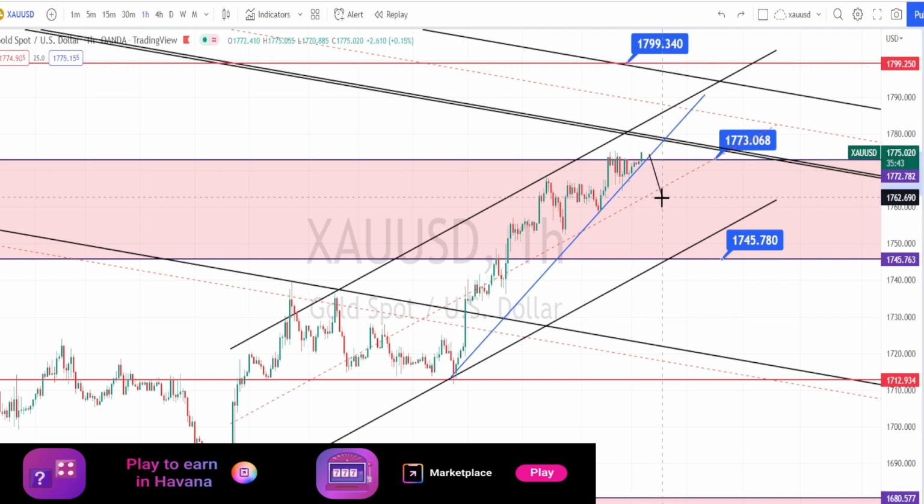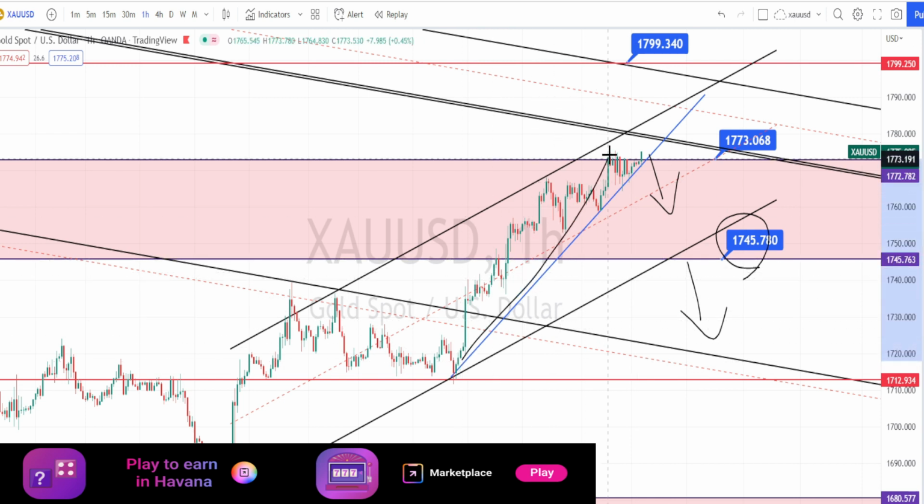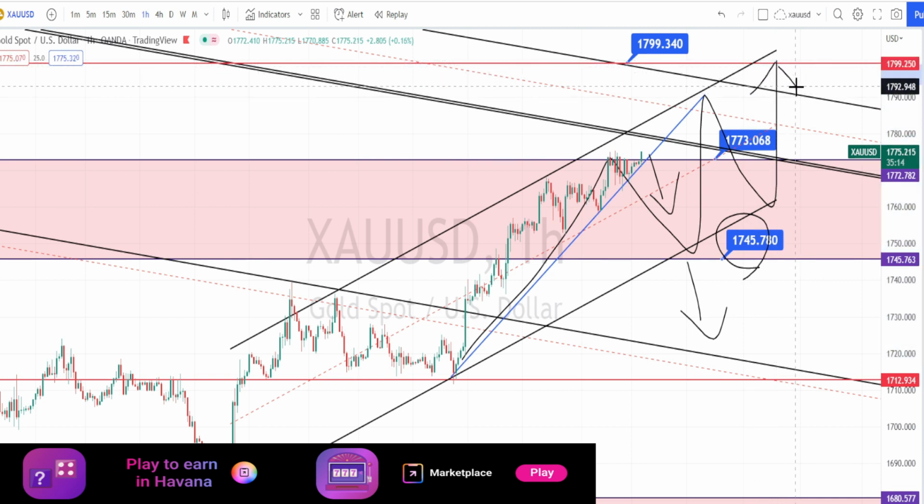So wait for the price action to break this support line in order to take trades on the bearish side. But the bearish side trend reversal will happen only when it breaks the higher time frame support level of 1745. As long as the price action is trading between this bullish channel pattern, we can expect the bullish trend to continue in hourly time frame.